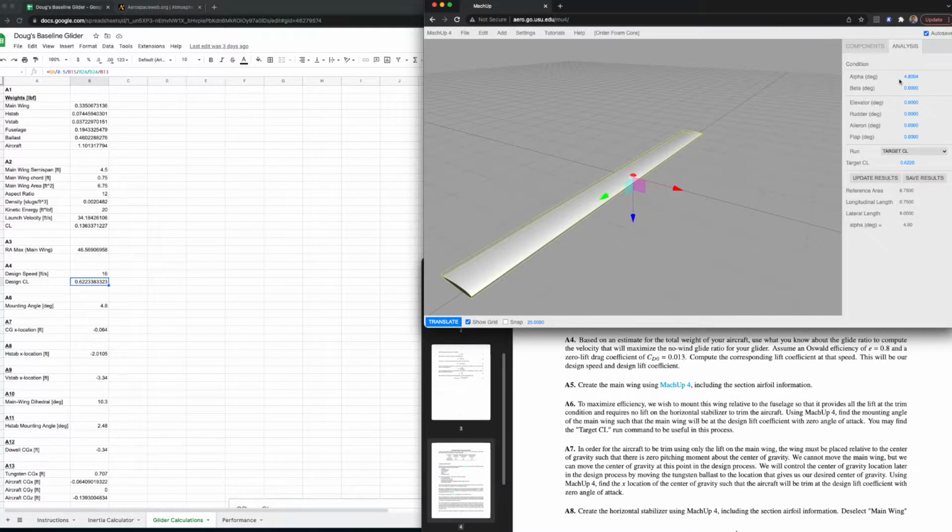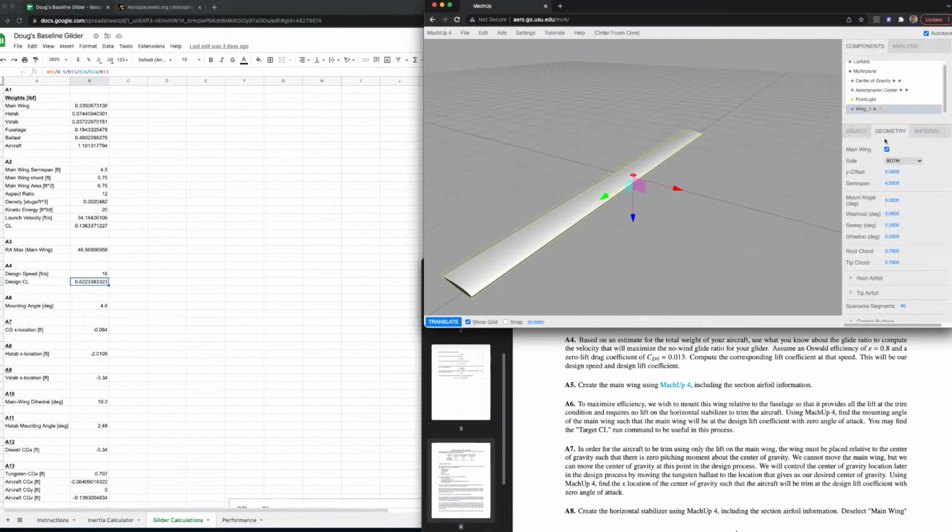Well, we actually don't want to do any analysis at that angle of attack, so I'm going to put that back to 0. But I'm going to use this 4.8 and change that to be the mounting angle of the main wing. So I'm going to rotate that by 4.8 degrees because that's what it said was the angle of attack needed to produce that lift coefficient.